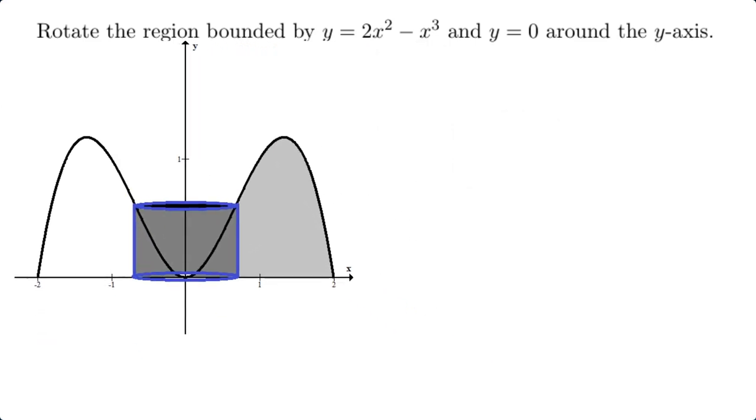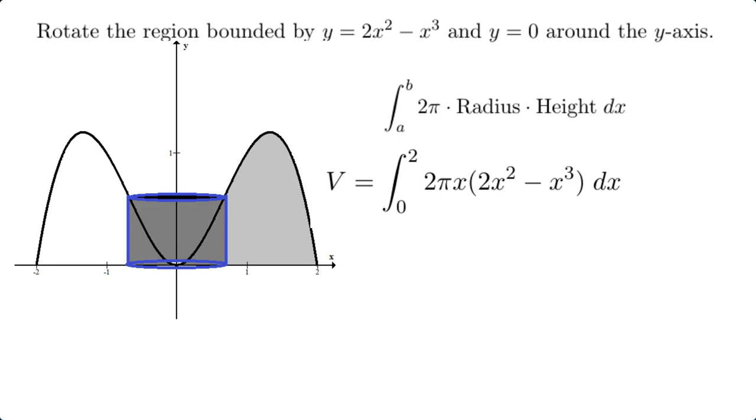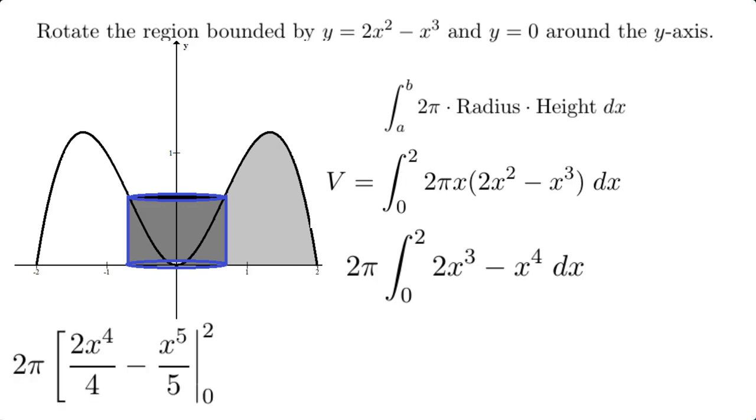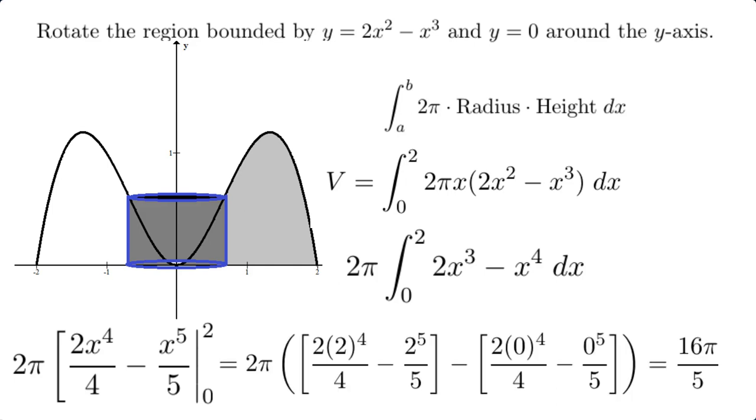Putting this all together, we get the integral from 0 to 2 of 2 pi times x times 2x squared minus x cubed. We can factor out the 2 pi and then simplify the integrand to get us 2x cubed minus x to the fourth by distributing that x in. Evaluate the antiderivative. We'll get 2 pi times 2x to the fourth over 4 minus x to the fifth over 5, evaluated from x equals 0 to x equals 2. Plug in the top and the bottom bounds and subtract to get a final volume of 16 pi over 5.